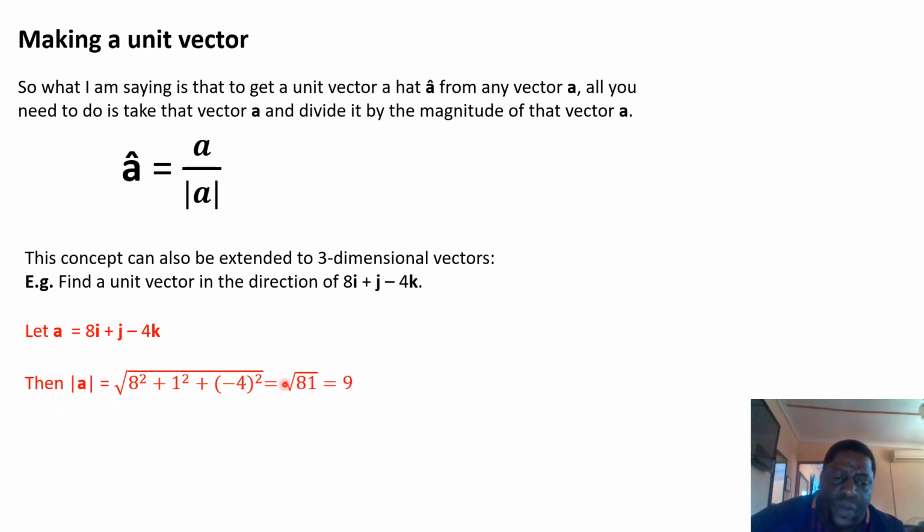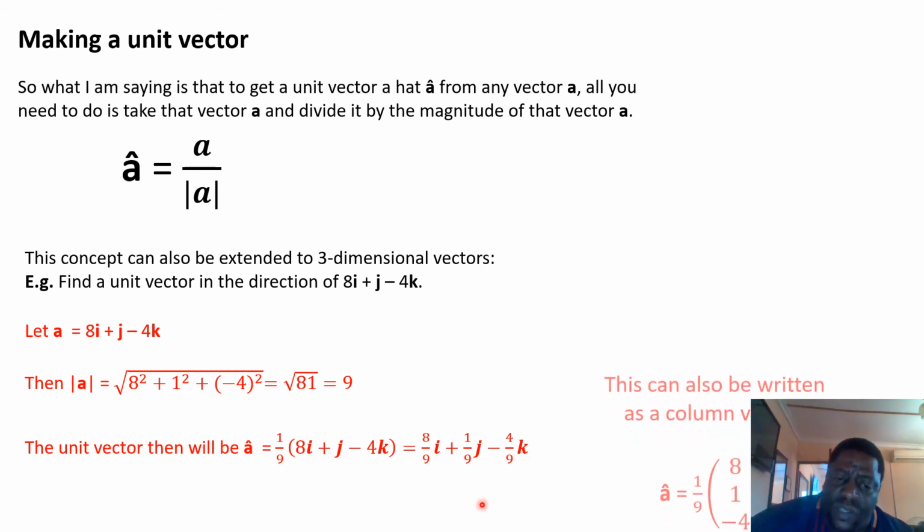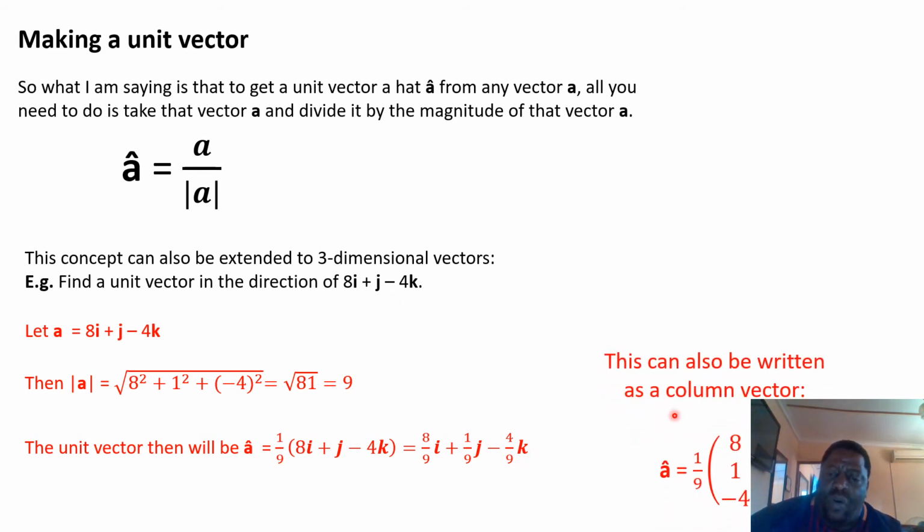The magnitude is easily found by Pythagoras' theorem. Now each one of those components has to be multiplied by 1 over 9, so you can go ahead and distribute that 9. So it's 8 over 9 i plus 1 over 9 j minus 4 over 9 k. The question was given in base vector form, or unit vector form, so we have to leave it in unit vector form. Or if it's a column vector, you take the 1 over 9 out and then say A hat equals 1 over 9 times (8, 1, negative 4).